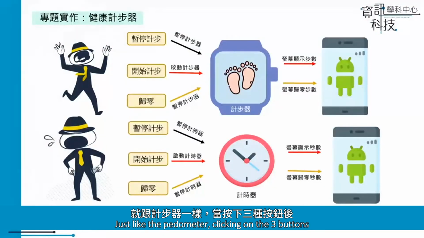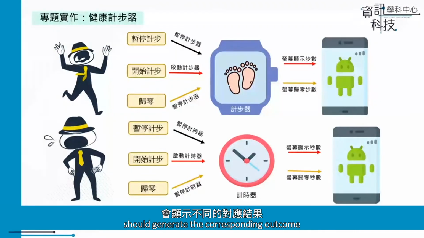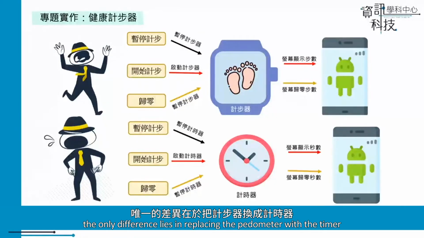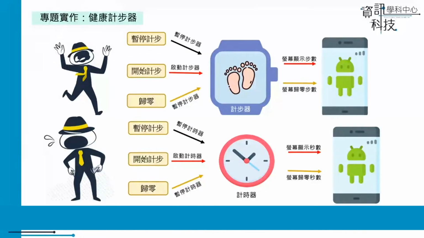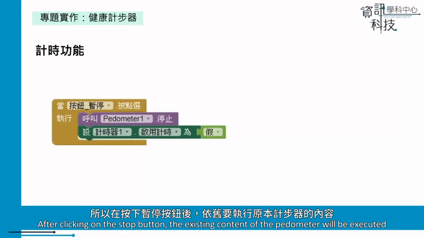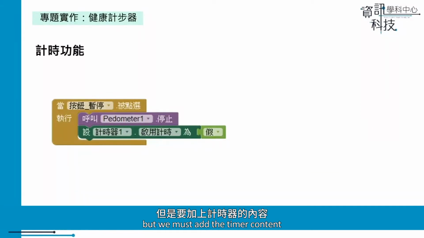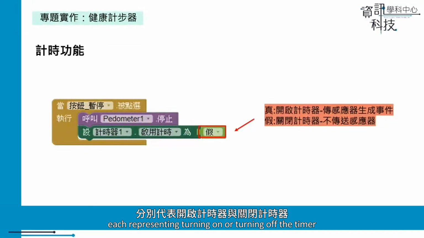Just like the pedometer, clicking on the 3 buttons should generate the corresponding outcome. The only difference lies in replacing the pedometer with the timer. After clicking on the Stop button, the existing content of the pedometer will be executed, but we must add the timer content. Clicking on the Stop button stops the timer. The timer is set to either true or false, each representing turning on or turning off the timer.